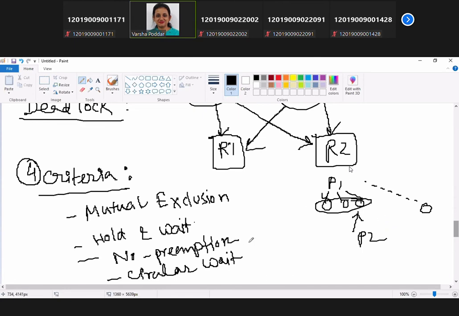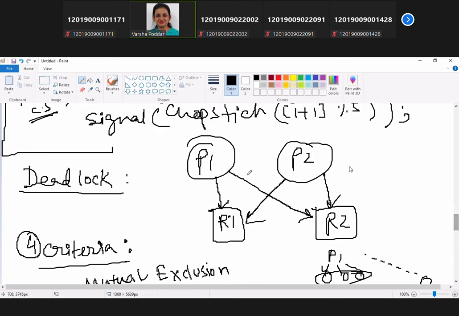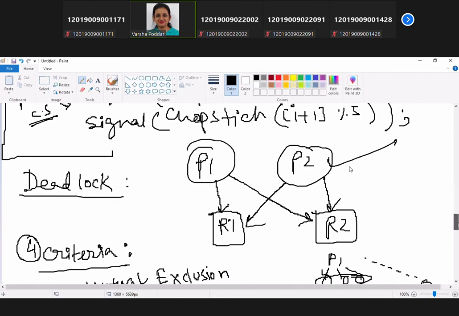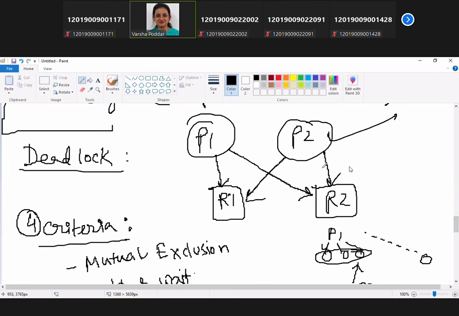Next one, no preemption. Suppose in this case, P1 is using R1 and P2 is using R2, right? If P1 requires R2, let us forcefully stop P2. That is preemption. We studied it yesterday. Preemption means I am forcefully stopping it, right? So if I can forcefully stop this, then I can work with R2. If I cannot forcefully stop it, then deadlock will obviously happen. I have to wait for infinite time, right?